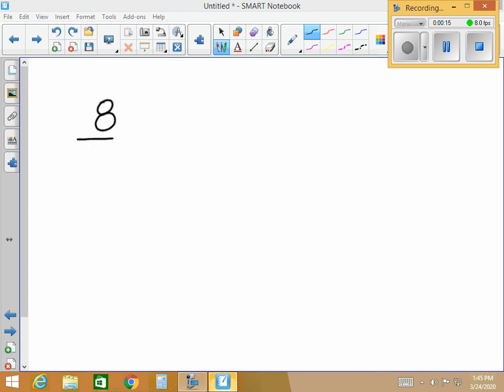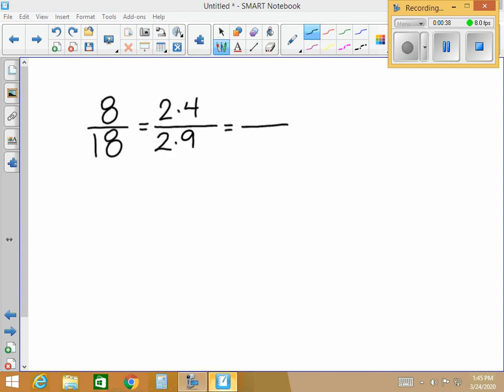For example, if I have 8 over 9, that's not what I want yet. Let's say we have 8 over 18. Then that fraction's not in lowest terms. It reduces further down, and while we don't write this step on our paper, we do recognize that the top and the bottom have a greatest common factor of 2. So I could write 8 as 2 times 4, and I can write 18 as 2 times 9.